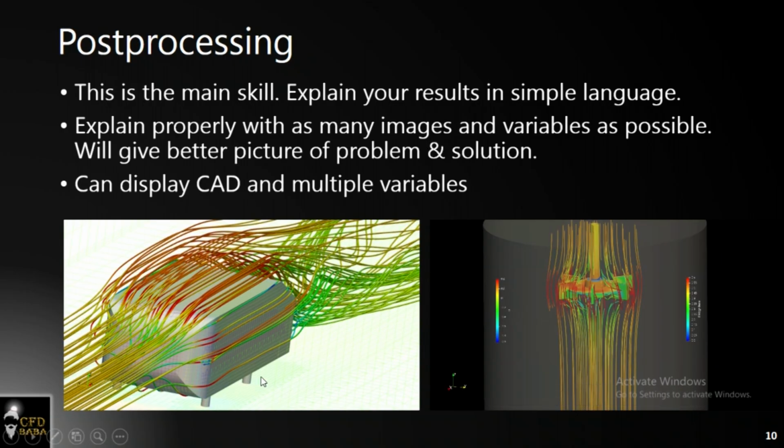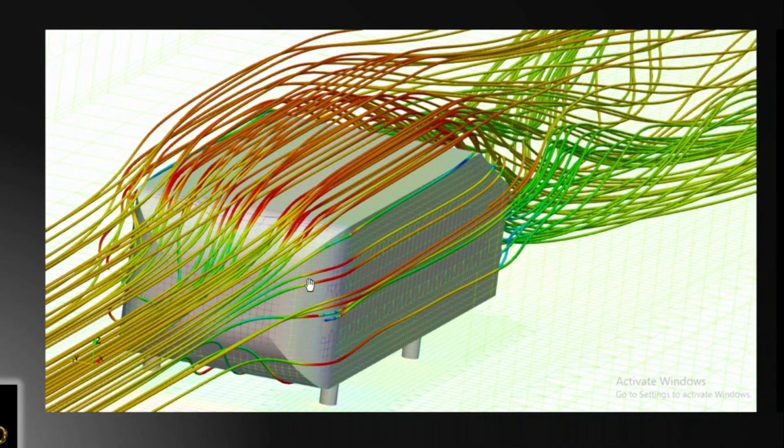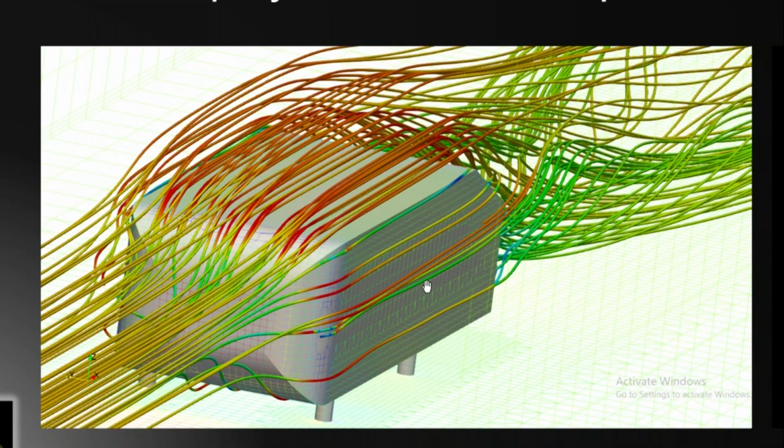So a tip would be you can display CAD and multiple variables, like in this simulation of an Ahmed body. I am showing the CAD model, I am showing the mesh, I am showing the pressure values on the mesh grids, and I am also showing the velocity vectors, the velocity streamlines.